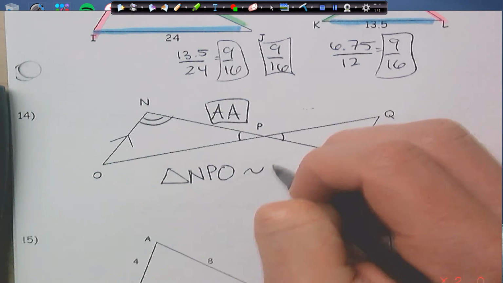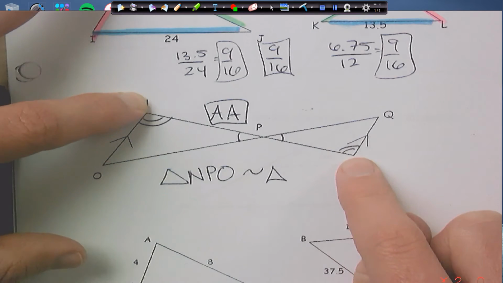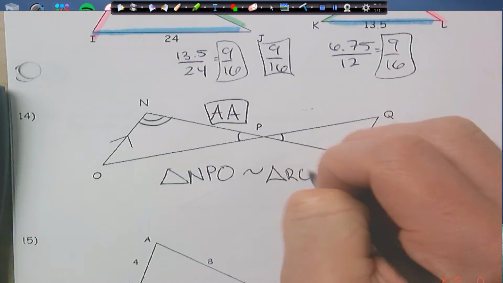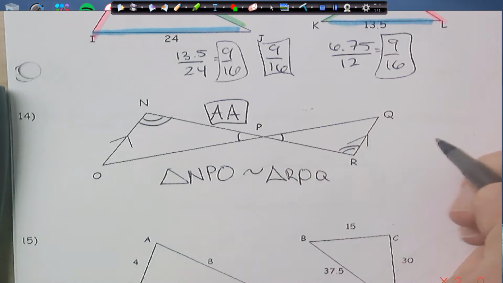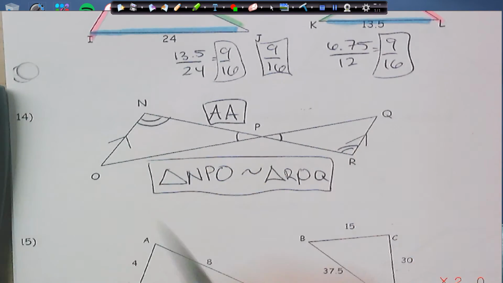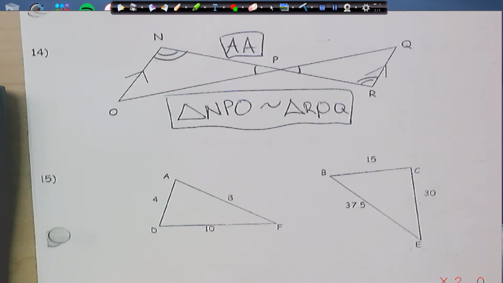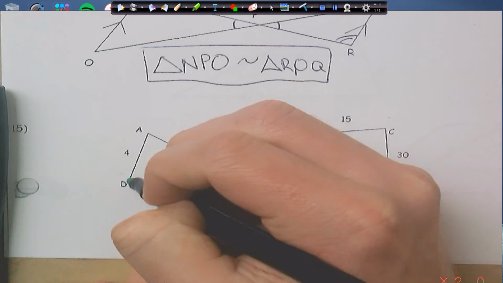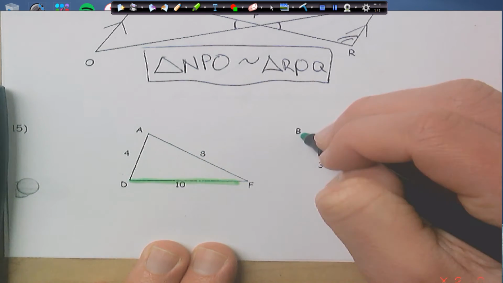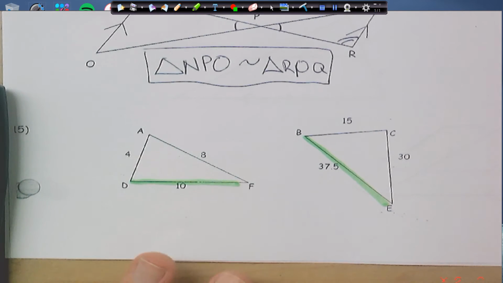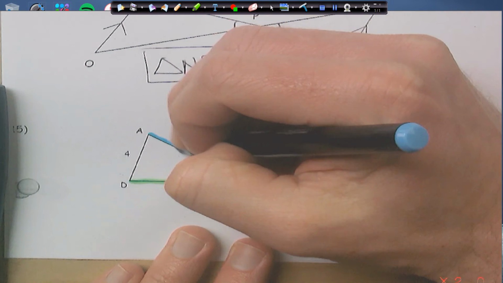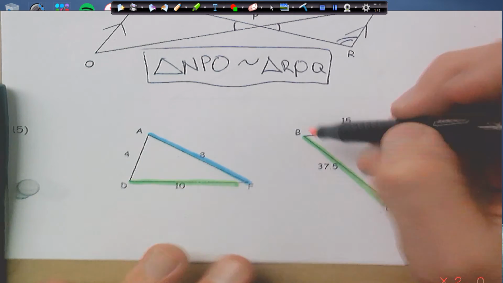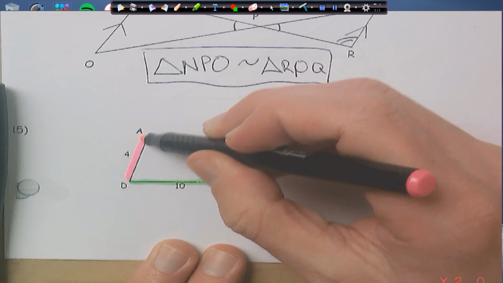And so we're going to do the next one. I started with N, so I'm going to go with RPQ. Almost messed that up. Wow. Okay, RPQ. And this last one, again, you have to match up the sides. So large with large, medium with medium, and then small with small.